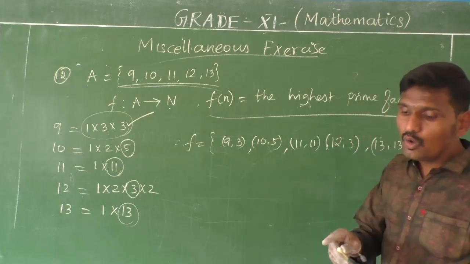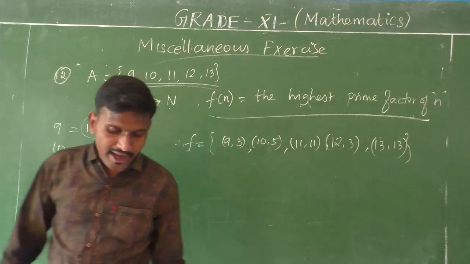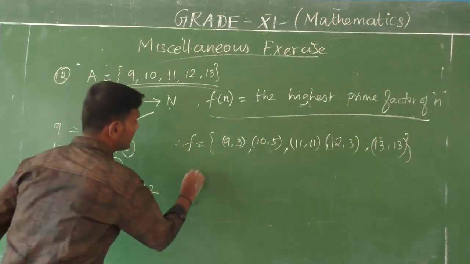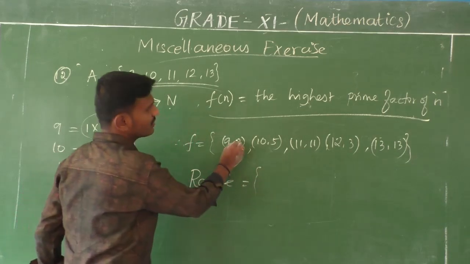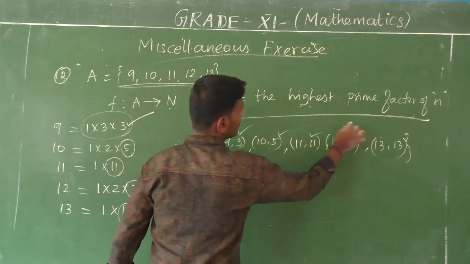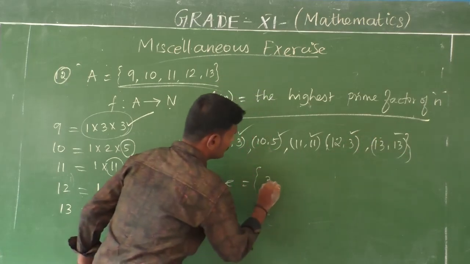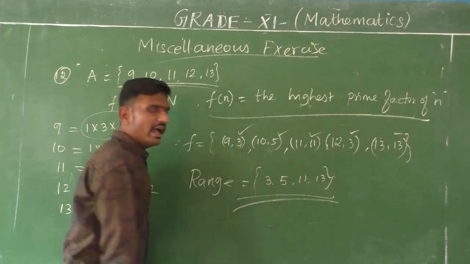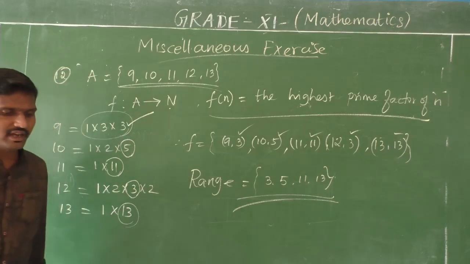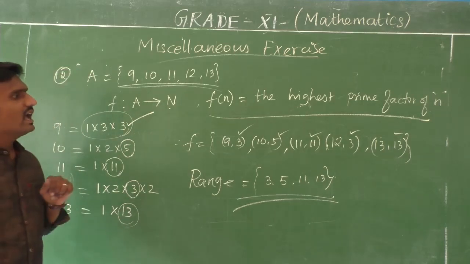Now what is the question asking? Find the range of f. So the range equals the elements 3, 5, 11, 3, 13. So 3 comma 5 comma 11 comma 13. These are the elements of the range. Okay. Have you got it, children?